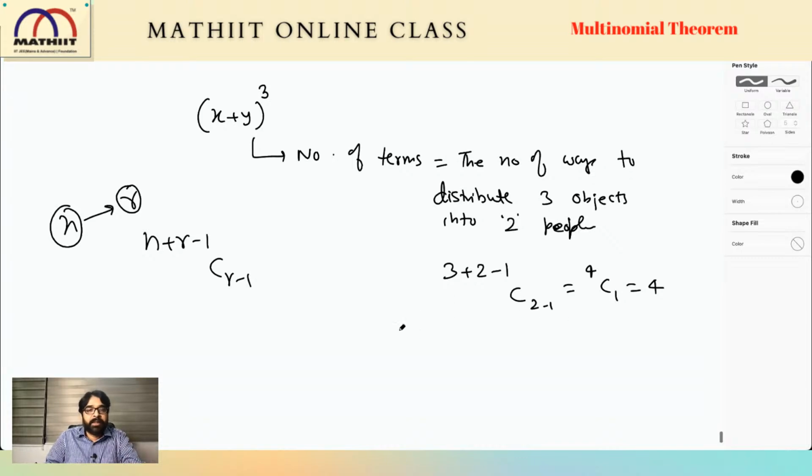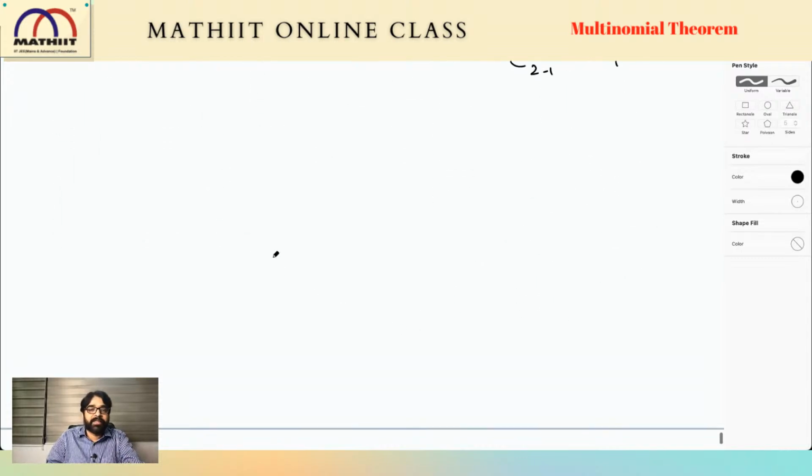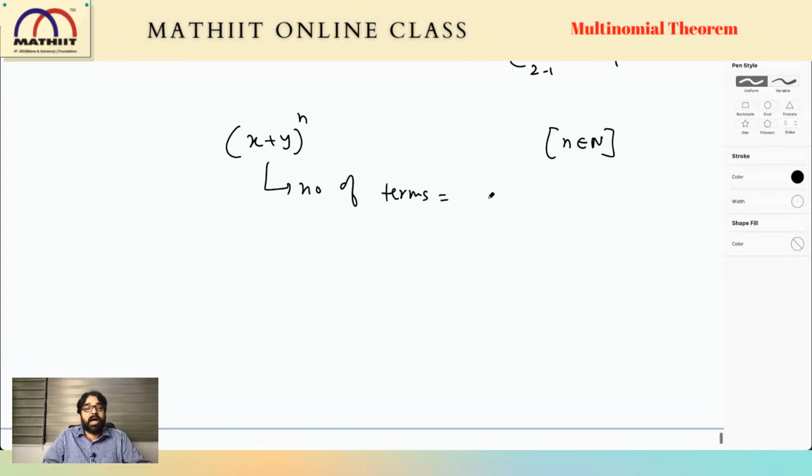Right? So if I say, how many terms are there in the expansion of (x + y)^n, be clear, n is a natural number. How many terms will be there? Number of terms, I hope you can easily do it. n + 2 - 1 C 2 - 1, you can say n + 1 C 1. It means n + 1. There will be n + 1 terms in the expansion of this.